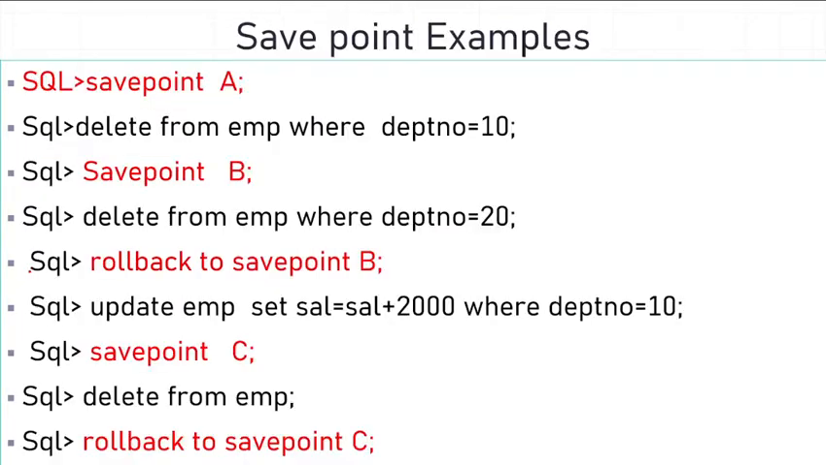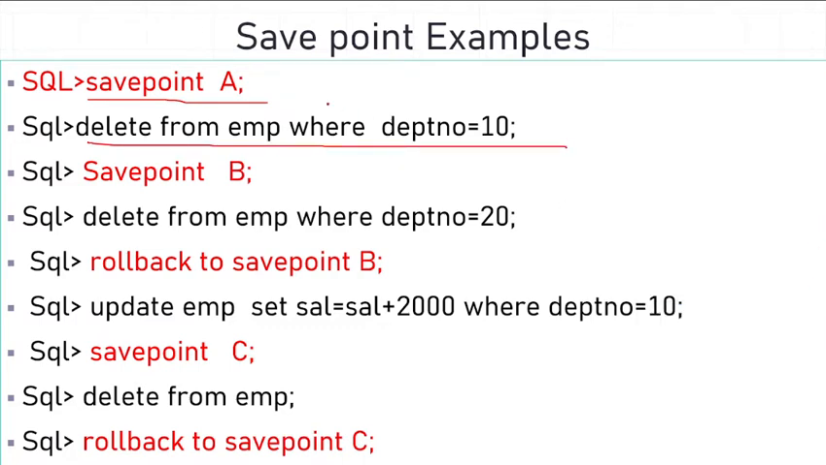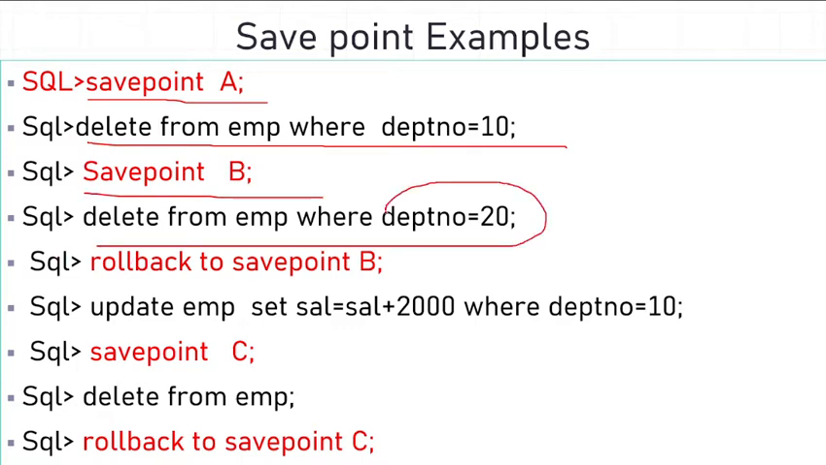So let's go ahead further. This is the example. I have created the first save point A. After that, I have deleted all the records of department number 10. Then I have created another save point. After that, I have deleted records of department number 20.